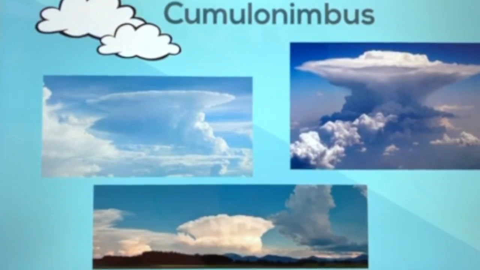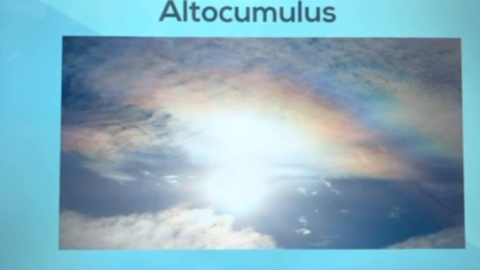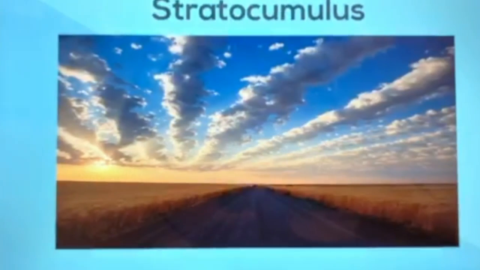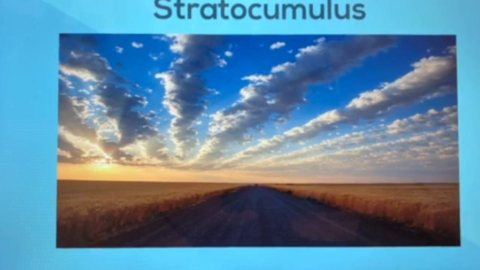Two examples of cumulus cloud subgroups are altocumulus and stratocumulus. Altocumulus clouds appear in a variety of shapes. When these types of clouds are very thin, you might be able to see rainbow-colored rings around the moon or sun. Stratocumulus clouds are similar to altocumulus because they can appear in a wide variety of different shapes and textures.